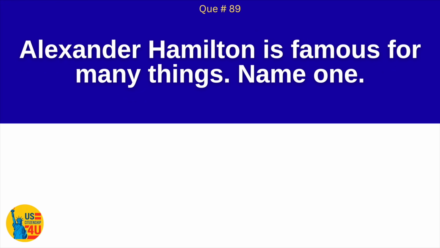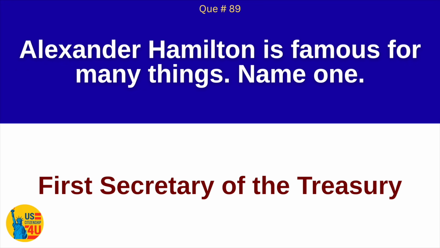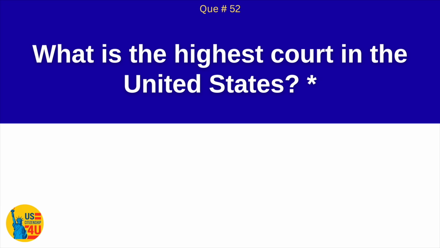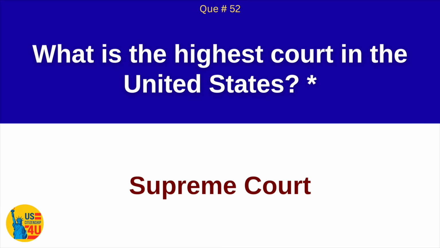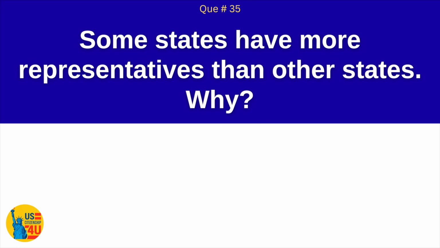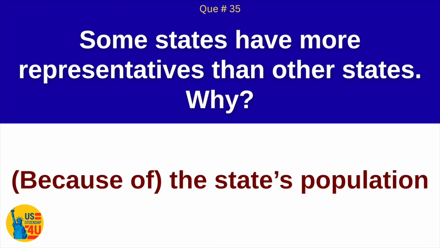Alexander Hamilton is famous for many things. Name one. First Secretary of the Treasury. What is the highest court in the United States? Supreme Court. Some states have more representatives than other states. Why? Because of the state's population.